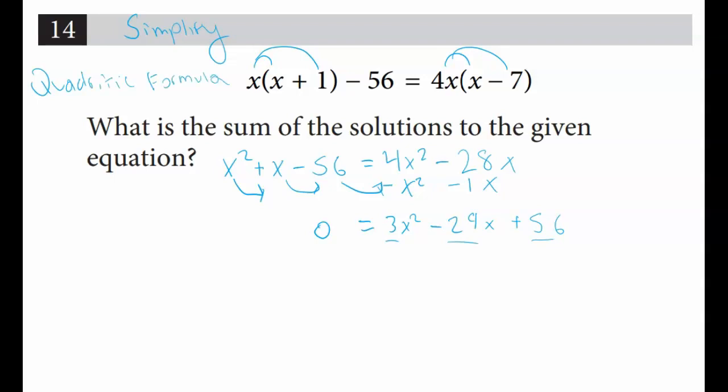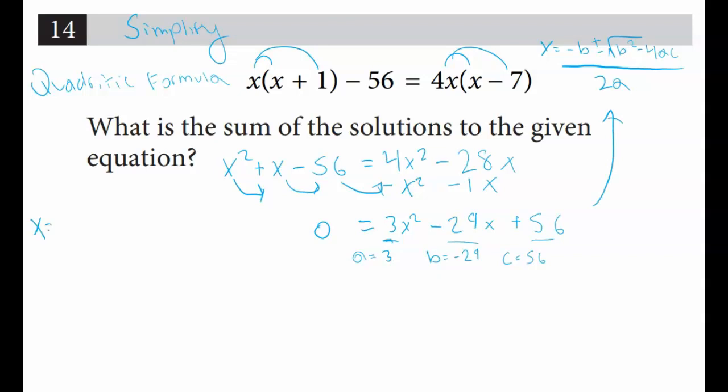And so you guys should know this by heart, but it's x equals negative b plus or minus the square root of b squared minus 4ac, and it's all over 2a. And so let's find a. So right here, we know a equals 3. We know b equals negative 29. We know c equals positive 56. So let's plug these into that equation.